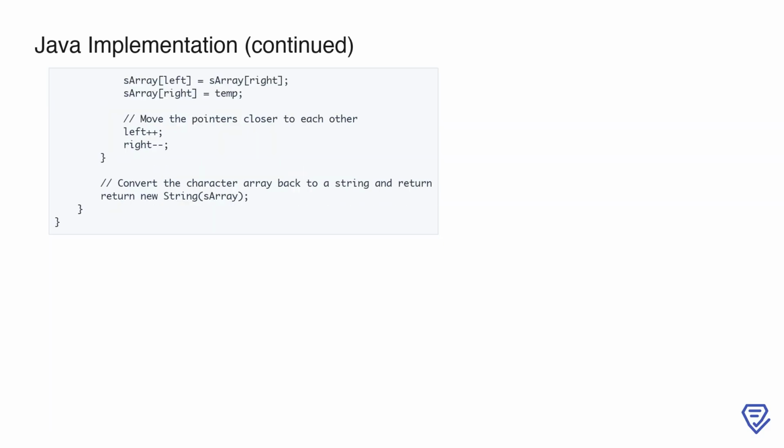Once both pointers are positioned at vowels, we swap the characters at the left and right indices. This is done by temporarily storing the value at left in a variable called temp, assigning the value from right to left, and then placing the stored temp value at right. After the swap, we increment the left pointer and decrement the right pointer, bringing them closer together for the next iteration. This process continues until the pointers meet or cross, ensuring all vowels are reversed in the string. Finally, we convert the modified character array back into a string and return it as the result. This approach is efficient, as it processes the string in linear time, making it suitable for large inputs.